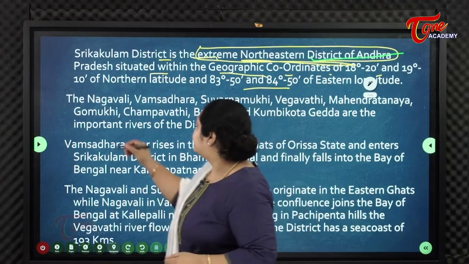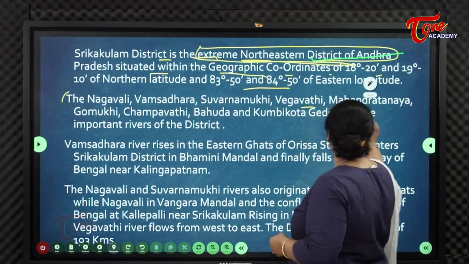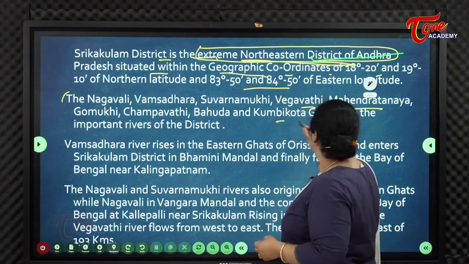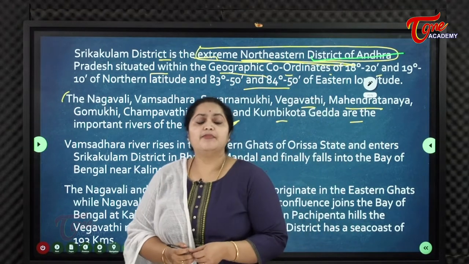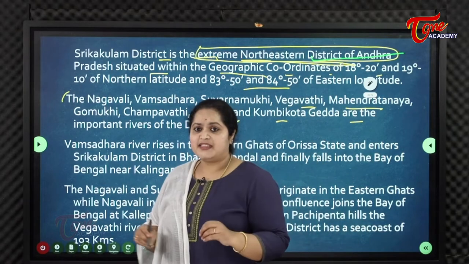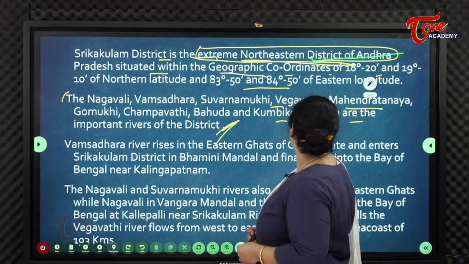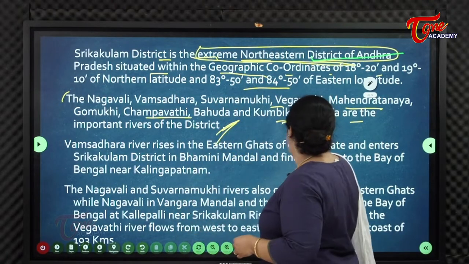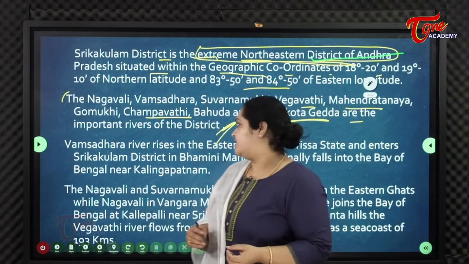The Nagavalli, Vamsadhara, Suvarnamukhi, Vegavati, Mahendratanaya, Gomukhi, Champavati, Bahuda and Kumbhikota Gedda are the important rivers of the district. What are the important rivers of Srikakulam district? Nagavalli, Vamsadhara, Bahuda, Suvarnamukhi, Vegavati, Mahendratanaya, Gomukhi, Champavati, and Kumbhikota Gedda are the most important rivers of Srikakulam district.